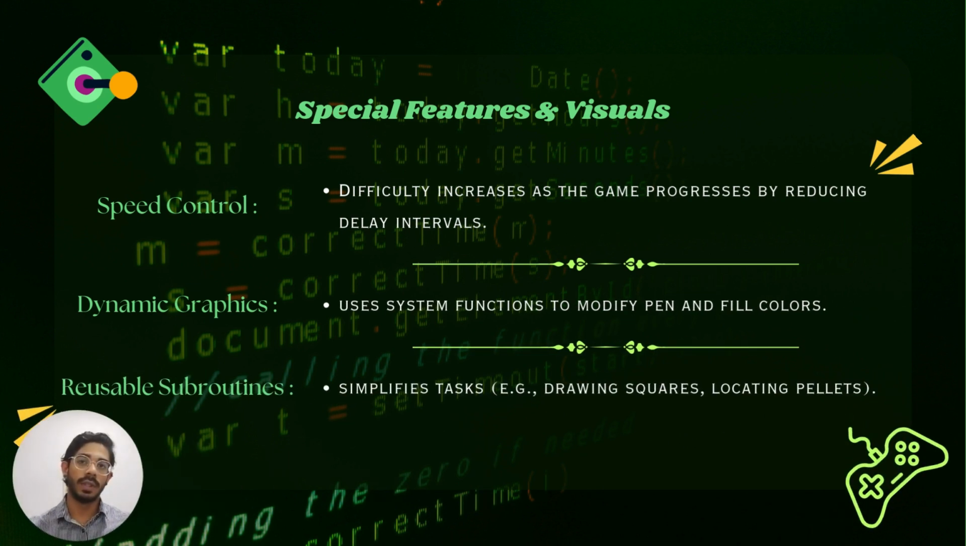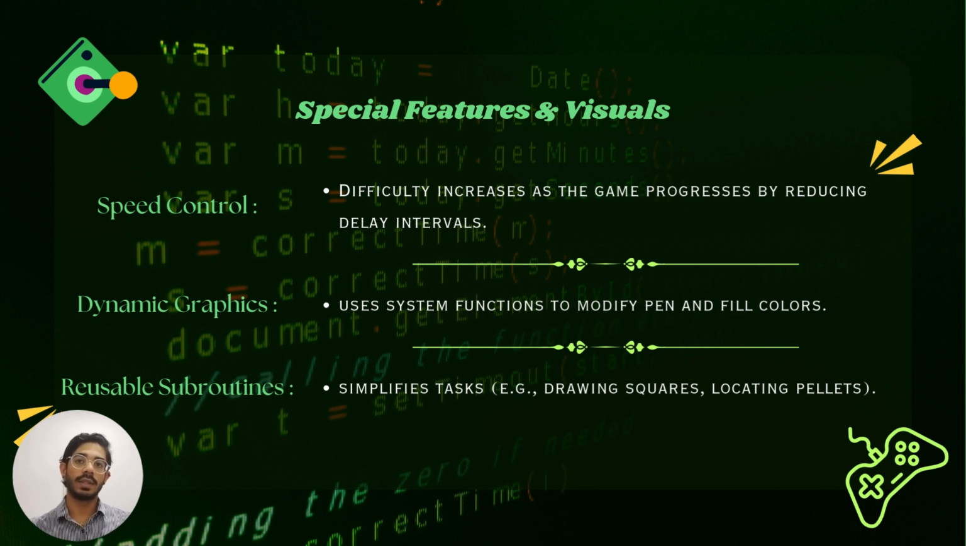Now let's move on to the next part, which is the special features in the game. Control. The game gets faster as you play by decreasing the delay between updates, where the more time you spend on the game, the faster the snake's movement becomes.